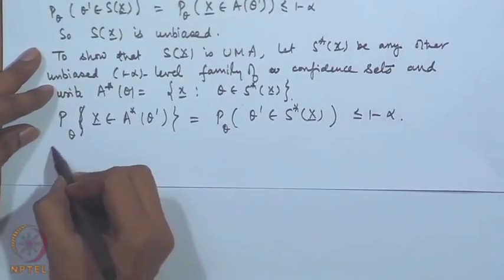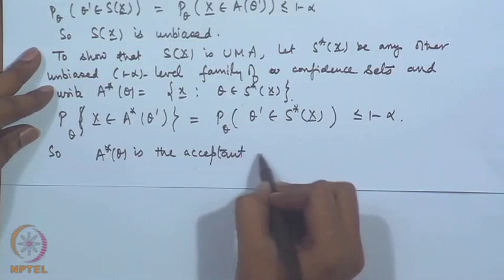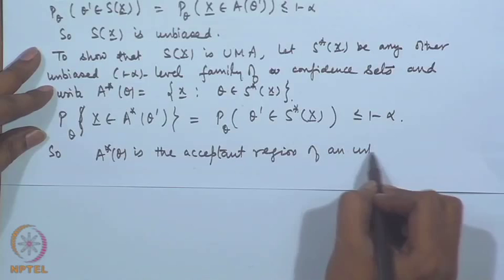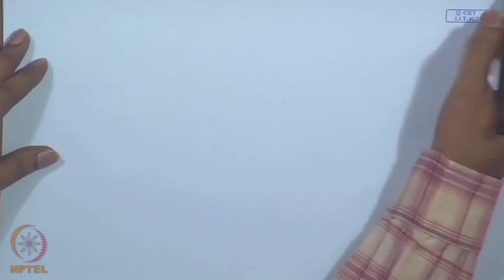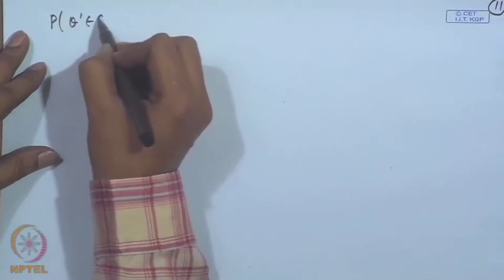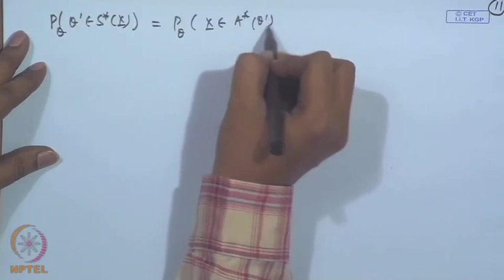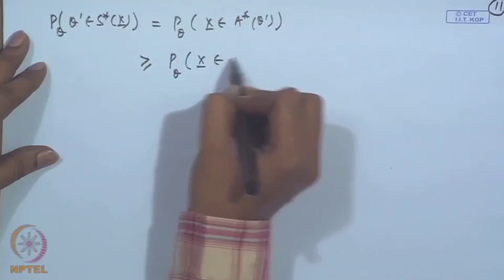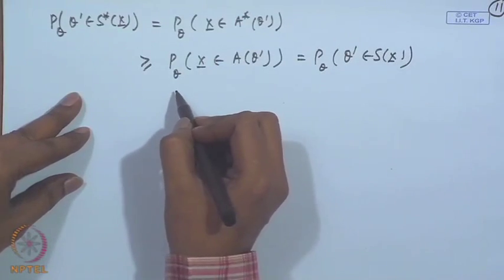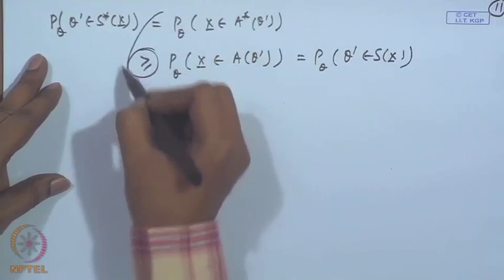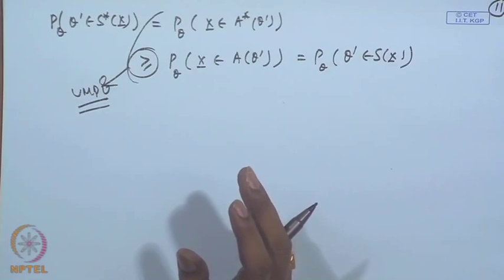So, we can say that A star theta is the acceptance region of an unbiased size alpha test. Therefore, we can write the statement that the probability of theta prime belonging to S star x is equal to x belonging to A star theta prime, that is greater than or equal to P theta, x belonging to A theta prime, that is equal to P theta, theta prime belonging to S x. This inequality is there because of the UMPU test. So, this proves that this is the uniformly most accurate region.